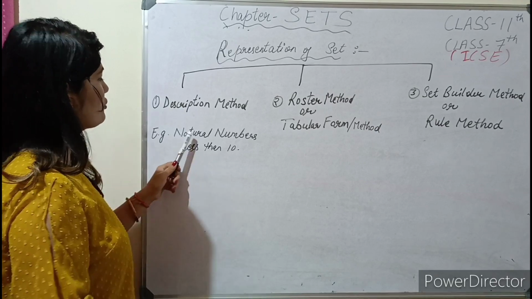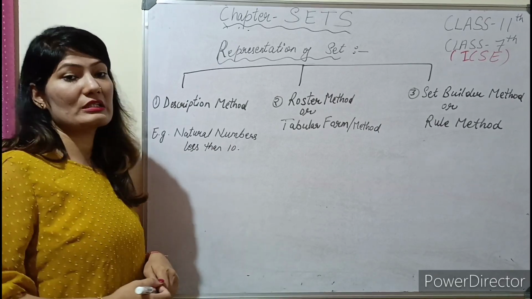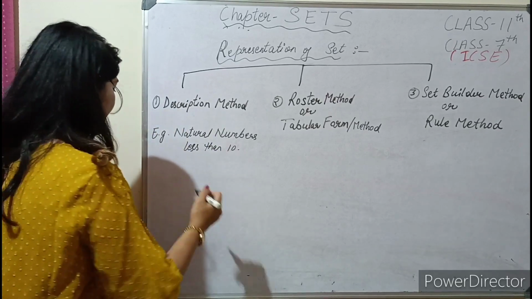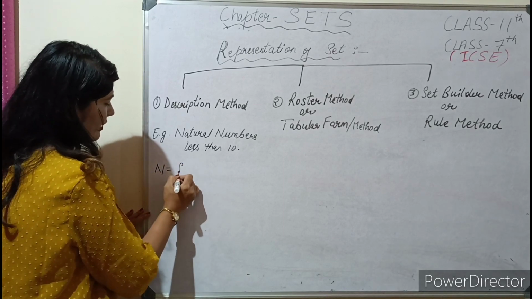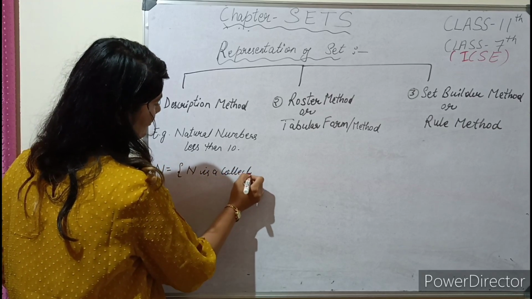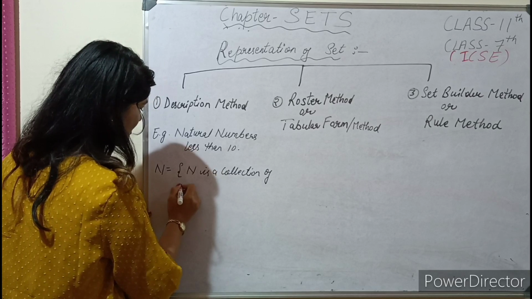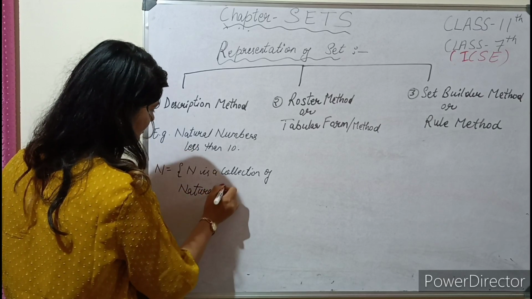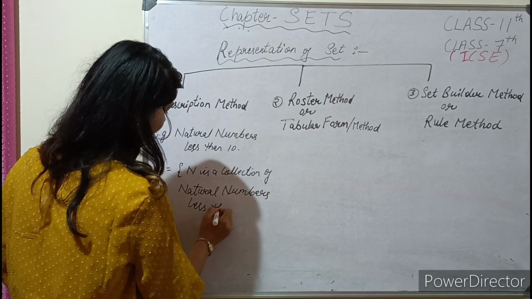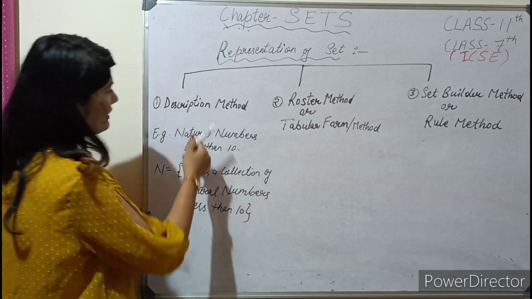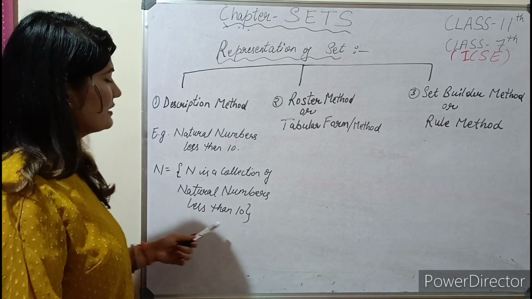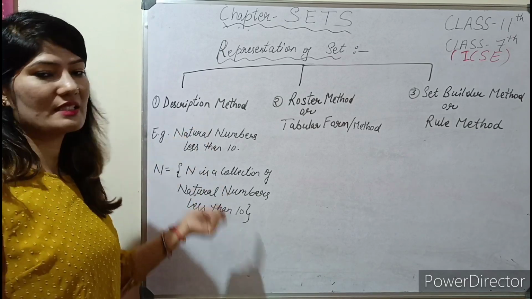So for example, natural numbers less than 10. Now the question is, if you have to write this in the description method, you will write in this way, make a bracket here. N is a collection of natural numbers less than 10. So here description means you describe this set. So N is a collection of natural numbers less than 10. This is the way to represent it in the description method.